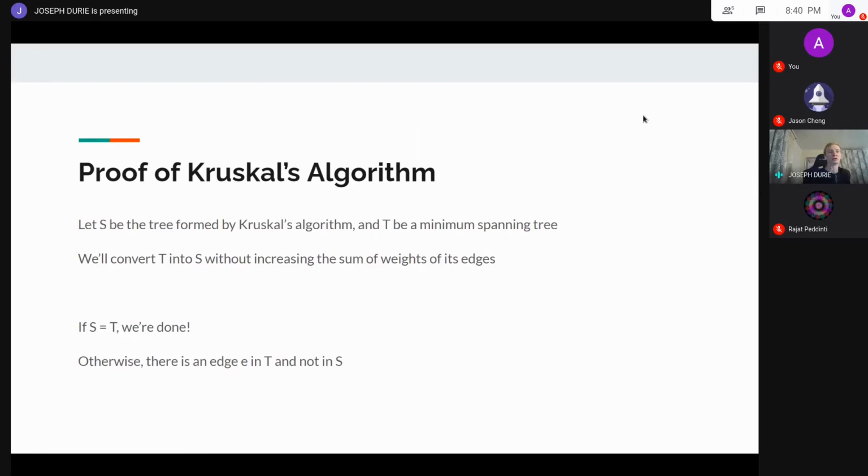And then we can show that the cost of T is greater than or equal to the cost of S, which means that S also has to be optimal, like we talked about before. Okay. So if S equals T, then we're obviously done because they're the same. So S is clearly a minimum spanning tree because T is. Otherwise, there's an edge e that's in T and not in S, right? Because they both have n-1 edges. So if those edges don't completely match up, then we have an edge e that's in T and not S.